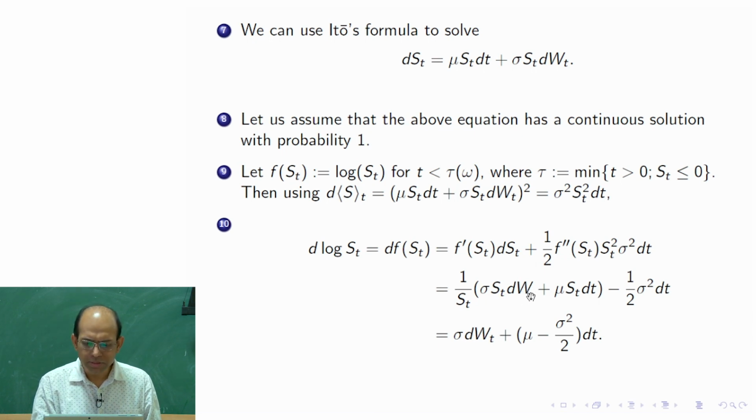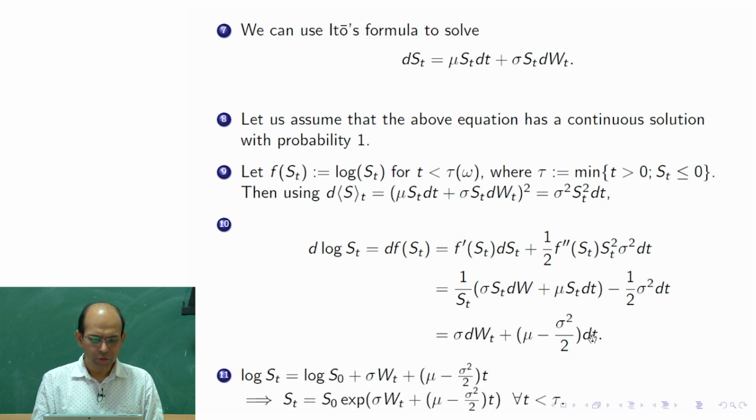Here the subscript t is missing: 1 over S_t times sigma S_t dW_t plus mu S_t dt. Now, I have S_t in the numerator and S_t in the denominator, and anyway my S_t's are positive. So these things all make sense, and we can cancel these S_t's. So we get a very nice formula. Here I just have sigma dW_t from this part, from this part I have mu, and from here minus half sigma squared. So, mu minus half sigma squared dt. That is the form.